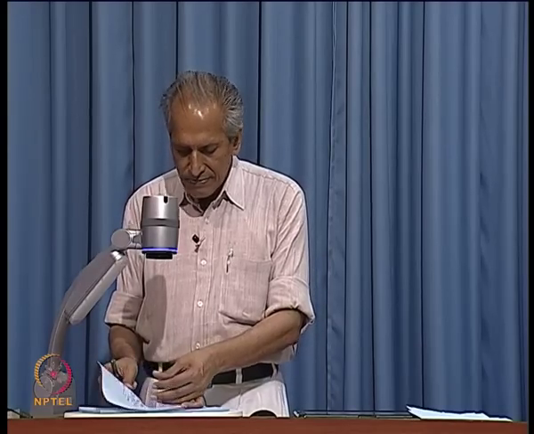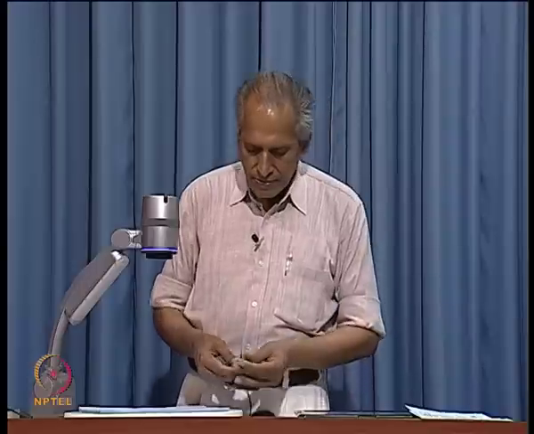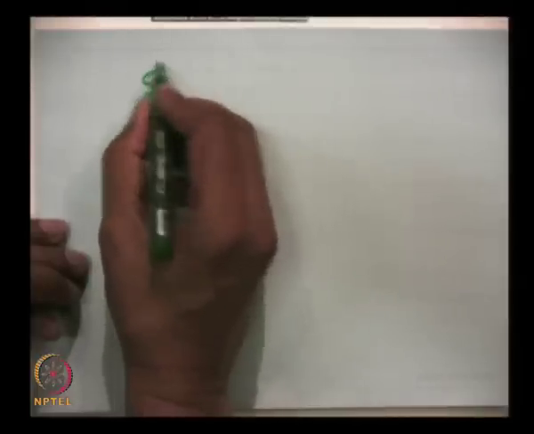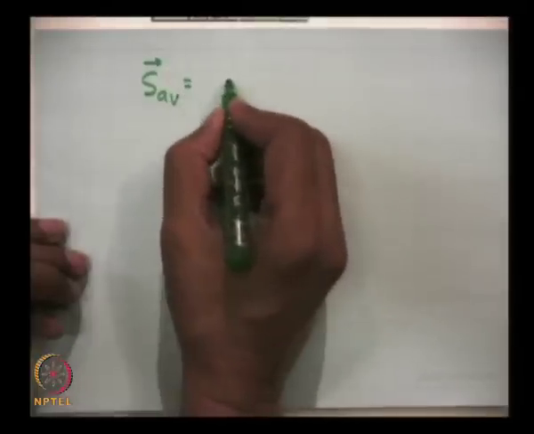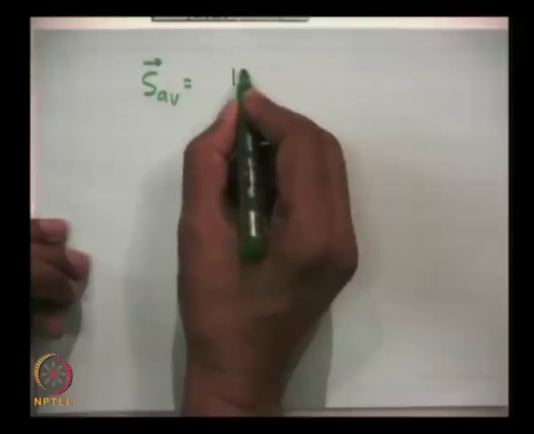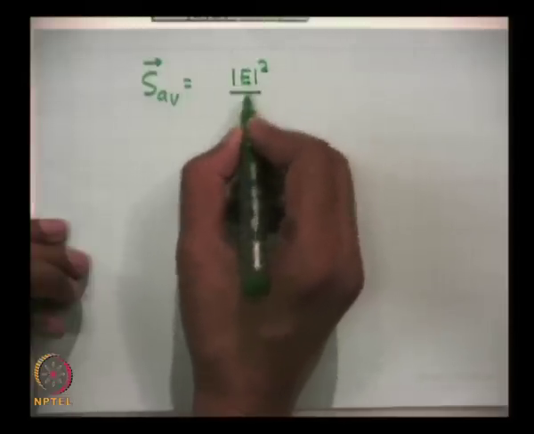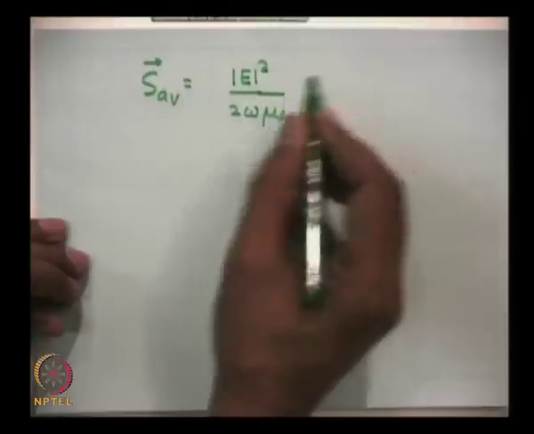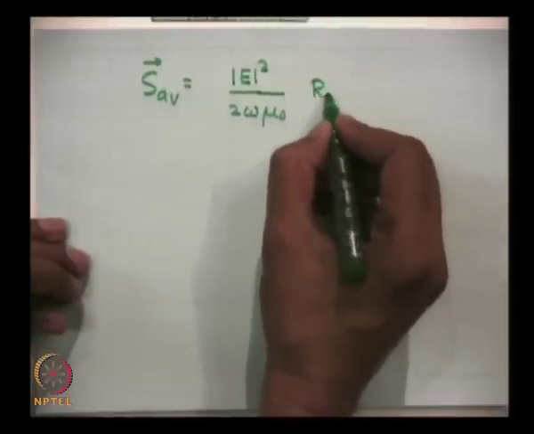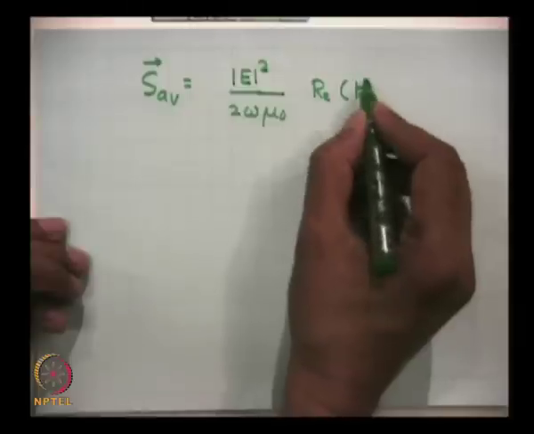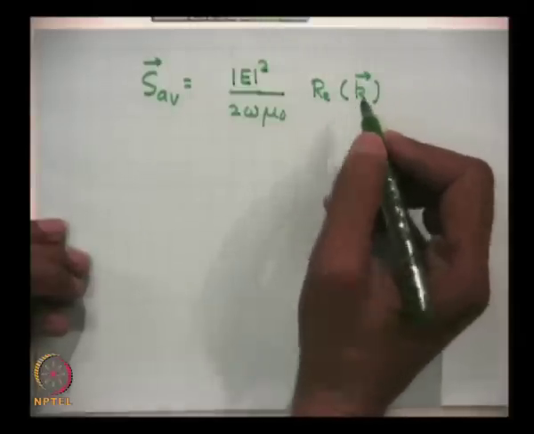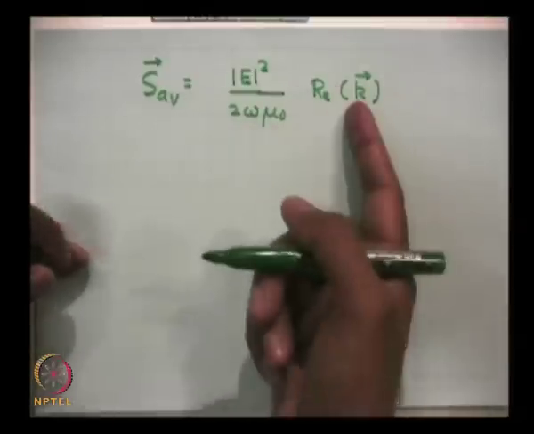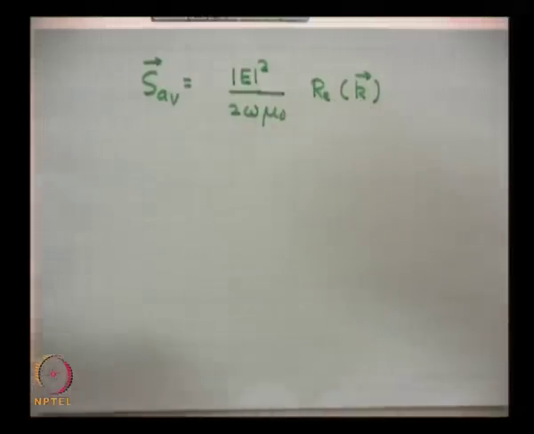simply as S average is equal to modulus of E square upon twice omega mu 0 into real part of K. If K is complex, only real part of K has to be written there. This is a very important result.